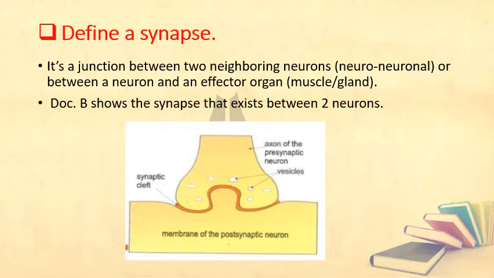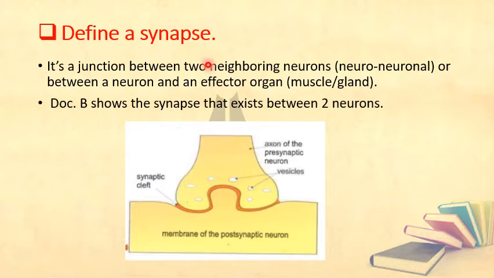Let's define a synapse. A synapse is a junction between two neighboring neurons, called neuronal, or between a neuron and an effector organ, which might be a muscle or a gland. Look at document B, it's showing you the synapse.